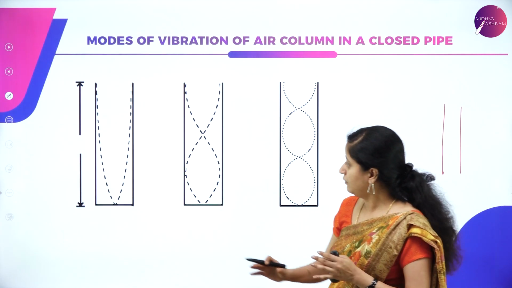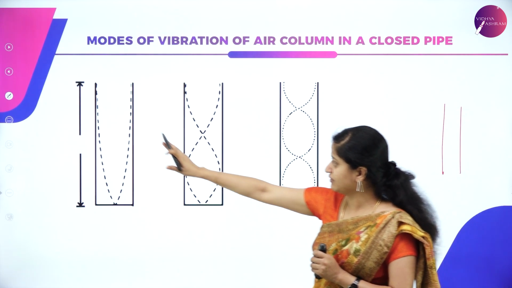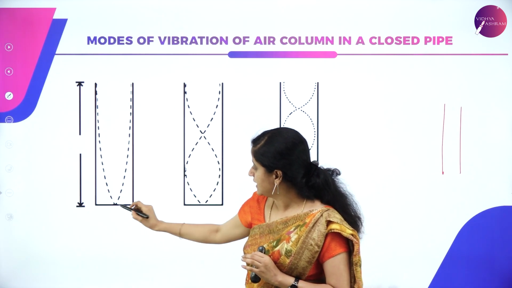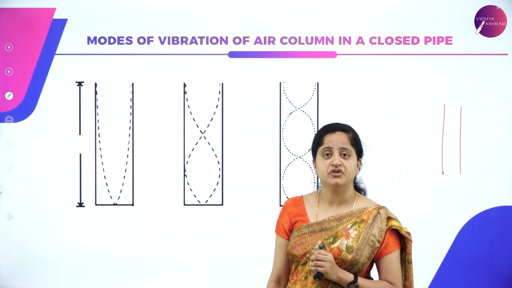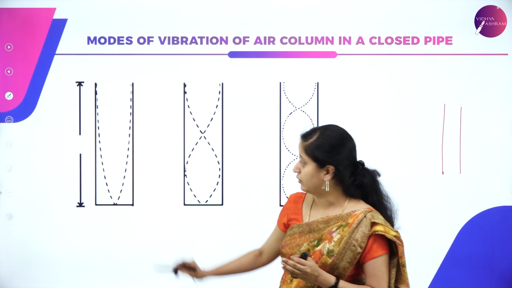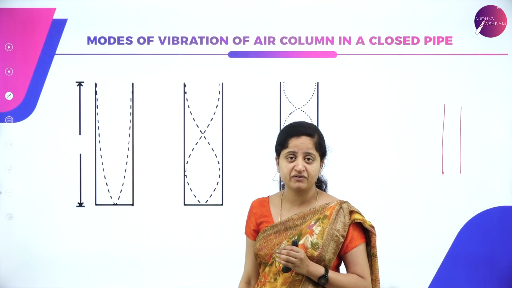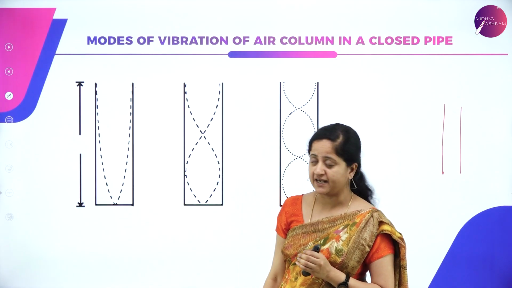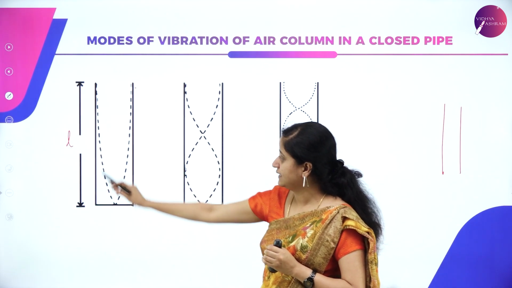Now we have considered three modes of vibrations here. The first one is the fundamental mode, and here there is a condition: at the closed end there will always be a formation of node, and at the open end there will be formation of antinode. You can observe here the amplitude is maximum, and here is the formation of antinode, and this is the node which is formed at the closed end. So here the length of this pipe is considered as L.